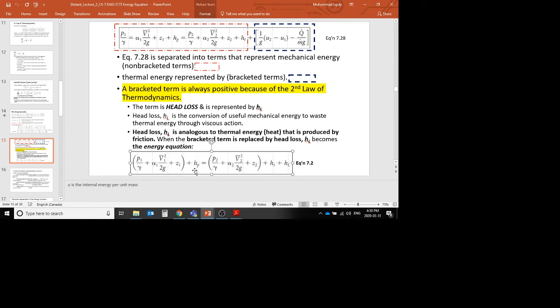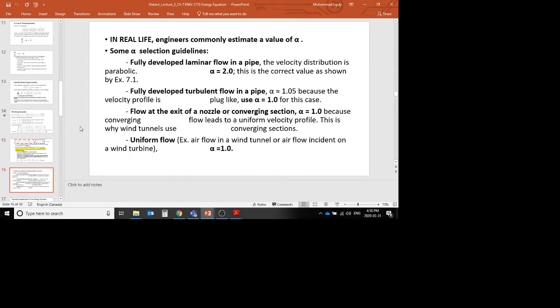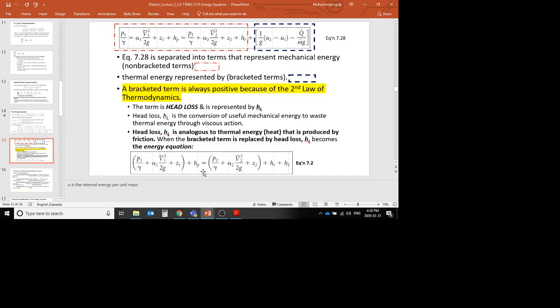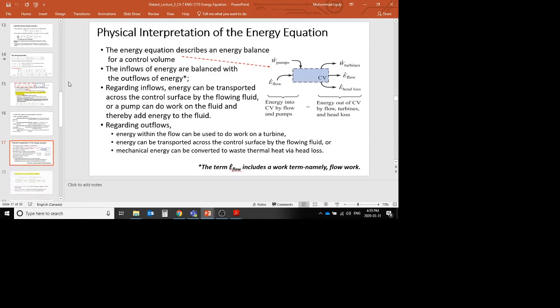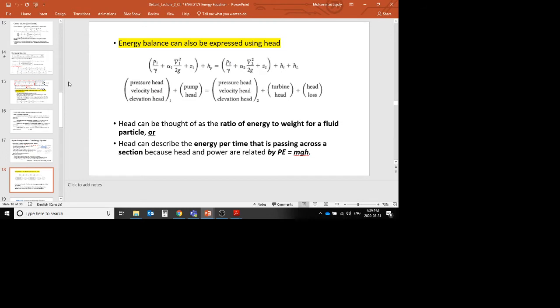Now HP is for the pump, HT for the turbine, but this HL is the head loss, and this head loss occurs mainly due to the friction. Okay, so that we will learn in chapter 10. And for alpha, they are laminar or turbulent, so these are just some factors. These are the engineering factors we have for that. So these are the interpretations. Okay, so this is an important portion.